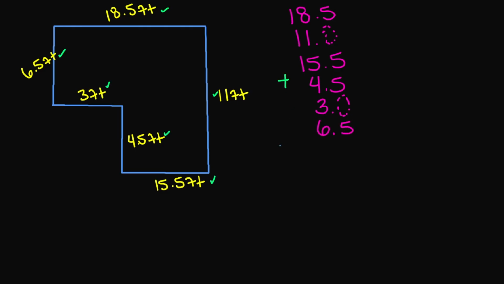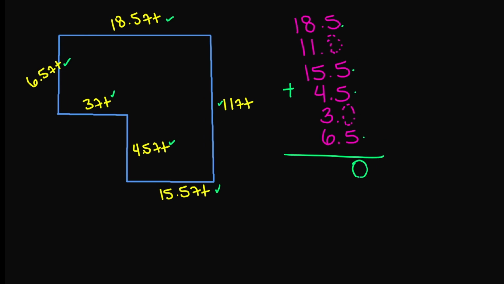Now we're going to add everything together. 5, 10, 15, 20. I'm going to bring down the 0 and I'm going to carry the 2. 2 plus 8 is 10. 10 plus 1 is 11. 11 plus 5 is going to be 16. 16 plus 4 is 20. 20 plus 3 is 23. 23 plus 6 is going to be 29. I'm going to bring down the 9 and carry the 2. 2 plus 1 is 3. 3 plus 1 is 4. 4 plus 1 is going to equal 5.